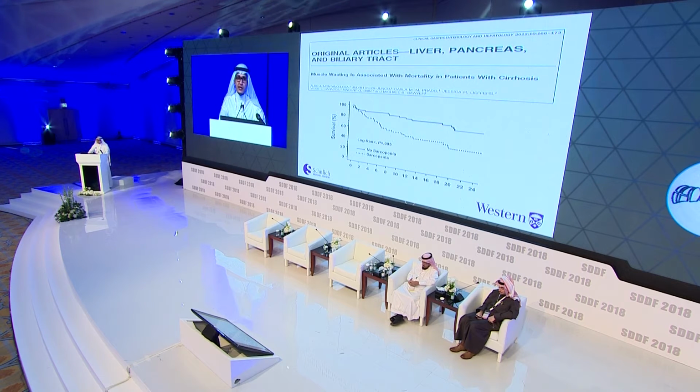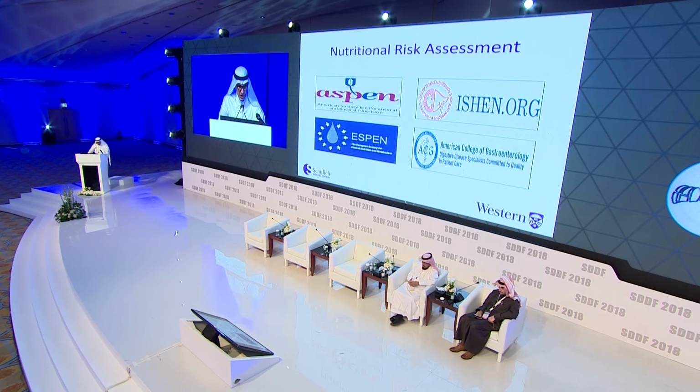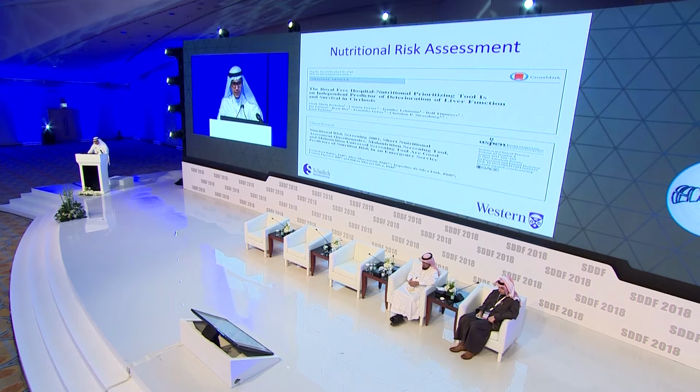So definitely there is an increased risk of death in patients with cirrhosis, even if they are compensated, Child A, or have a normal MELD. So how do we pick up these patients in the busy outpatient clinic? We go back to the nutritional risk assessments that have been identified by all of the societies I mentioned to you. The best predictor that has been found is the Royal Free Hospital Nutritional Prioritization Tool, and it's a very good independent predictor.